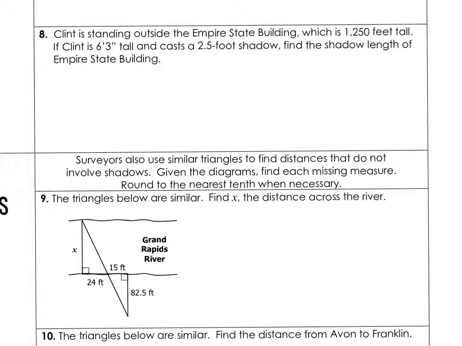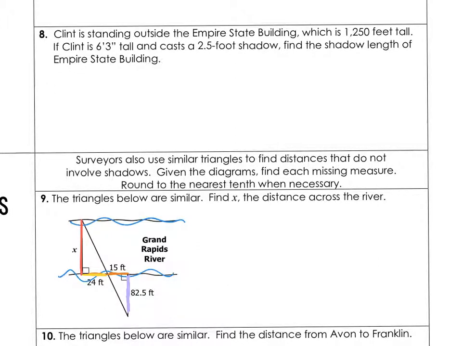Surveyors also use similar triangles to find distances that do not involve shadows. So given these diagrams, let's find each missing measure. Here, the triangles below are similar, and let's go ahead and find x, which is the distance across the river. So we have a river, which looks like it's right here, and x is the distance across the river. And we know that this measurement is 15, and this measurement right here is 24, and we know that this is 82.5.